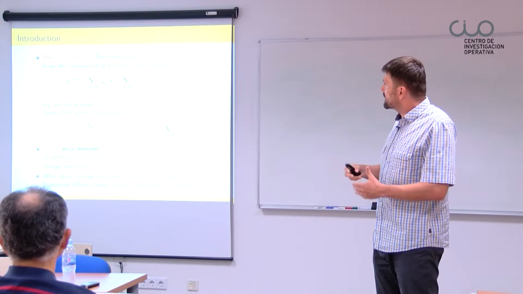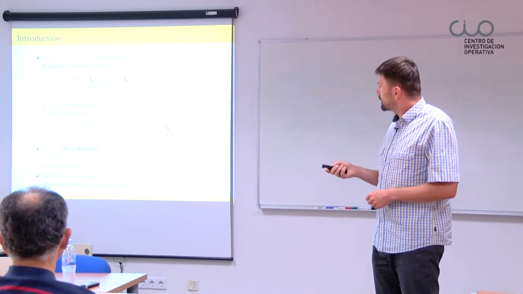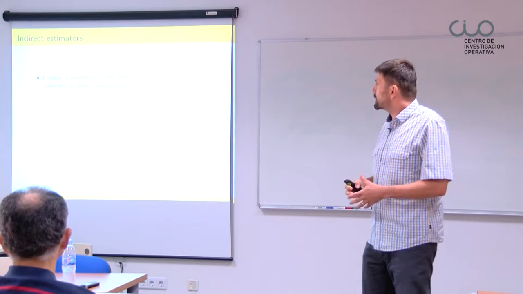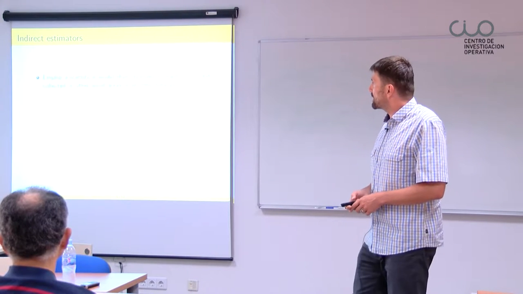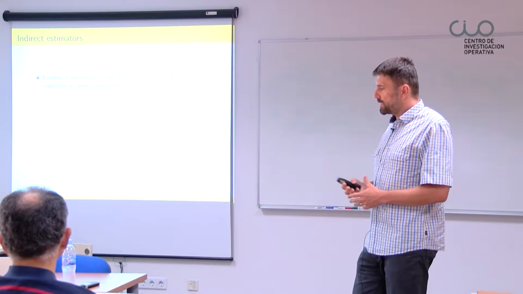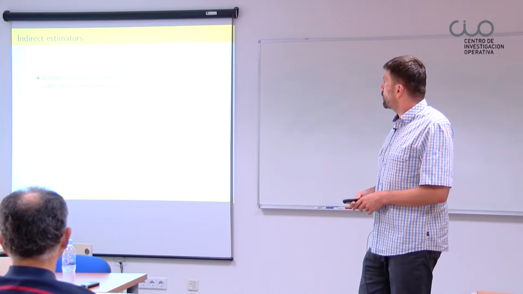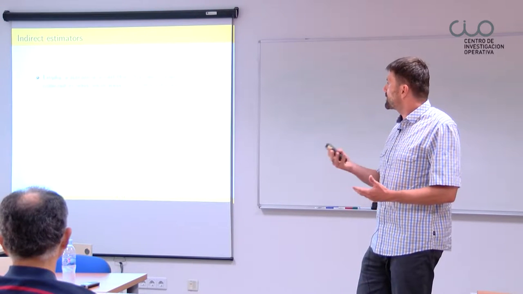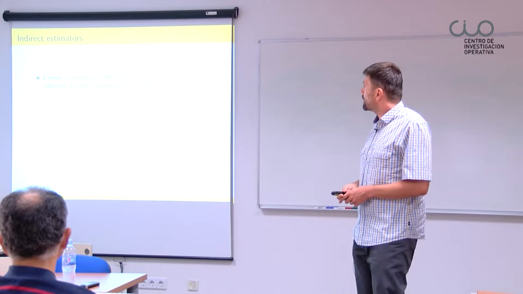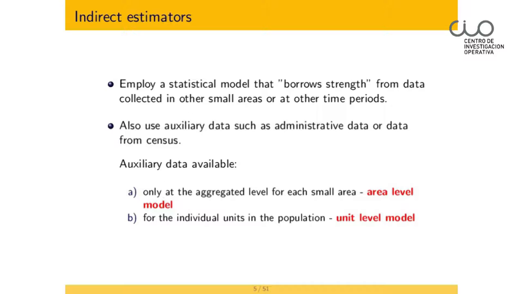So this is the basic approach, the direct estimator. The other possibility is to use more complicated indirect estimators, which use statistical models to borrow strength from data collected from other areas or from other time periods, or they also take into account auxiliary data from administrative registers or data from the last census and so on.